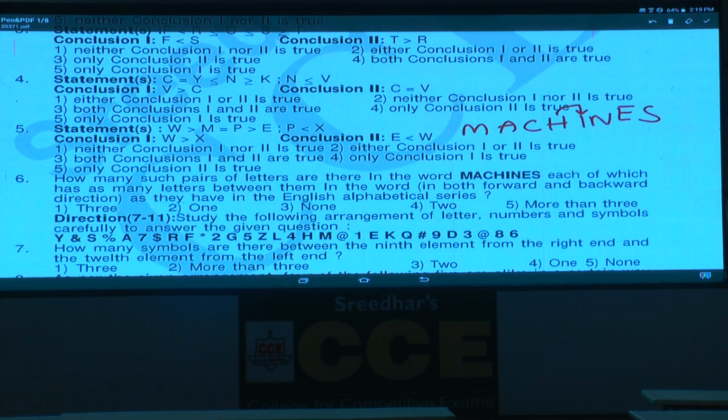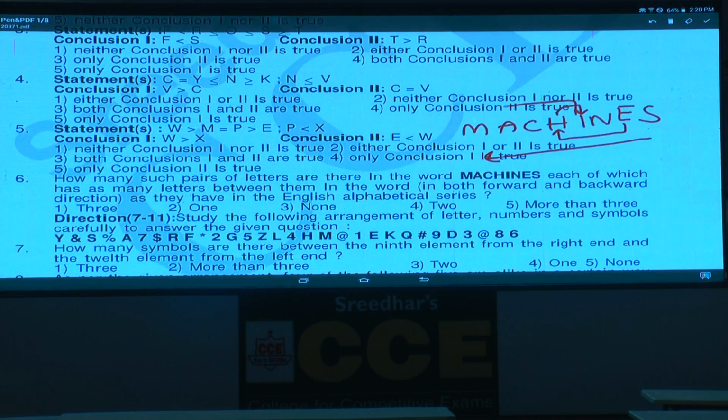Again in the reverse, starting from S, there is no letter more than this S, hence no need to count from this S. E, F, G, H. Now check out here, between E and H. How many letters are there in this word? There are 2 letters. In the alphabetical order also, F and G are the only 2 letters. Hence between E and H, there are 2 letters, hence E and H is considered to be a pair.